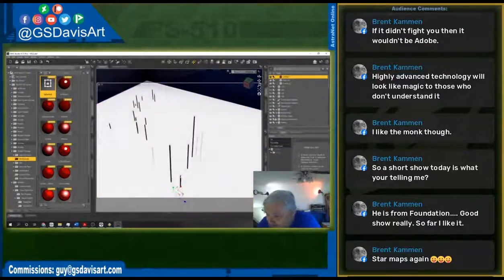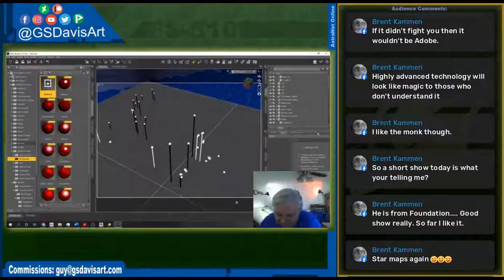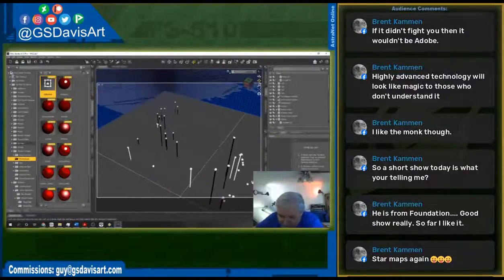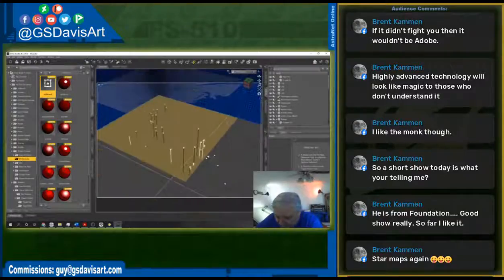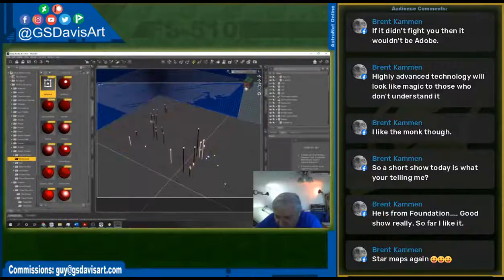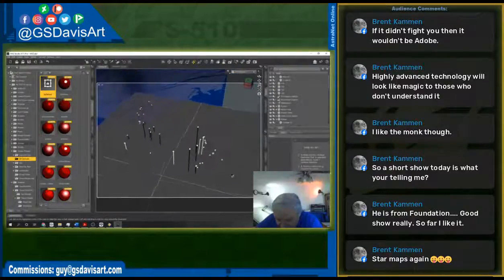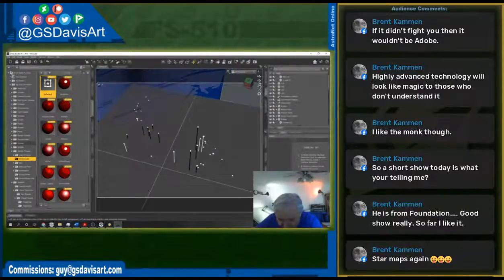We'd be done by now if this thing didn't have to fight me all the time. We'd totally be done by now. This would be over. We wouldn't have to do star maps anymore. Yeah, except this is Daz Studio, so it's not even Adobe. Can't even blame it on Adobe. That'd make my life so much easier if I could just blame it on Adobe. But I can't. All right.